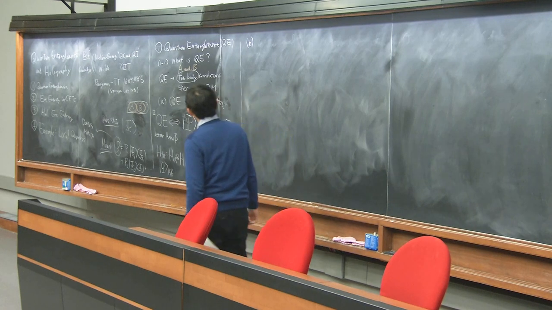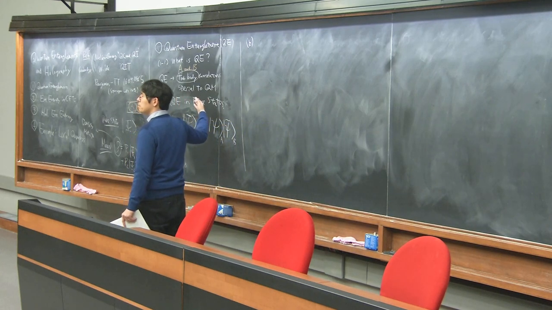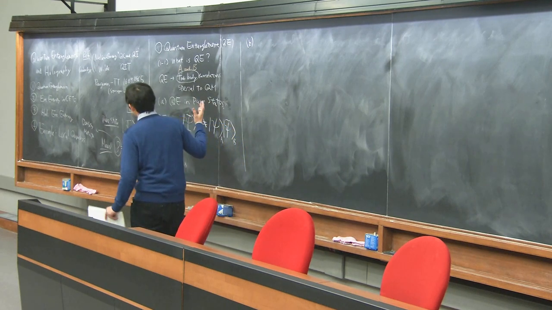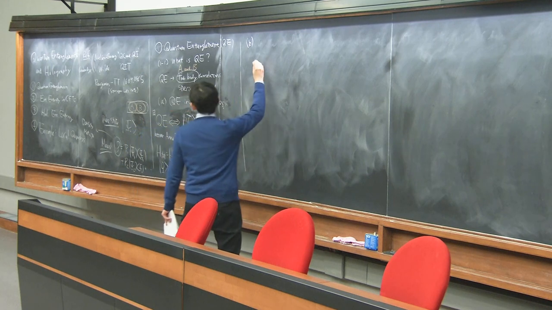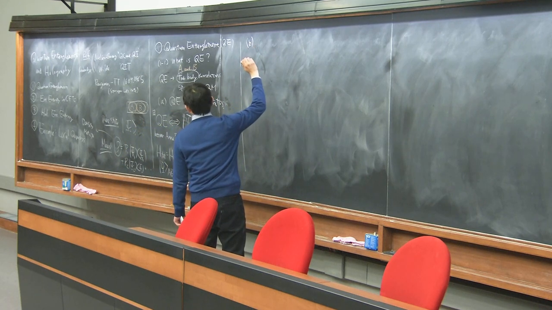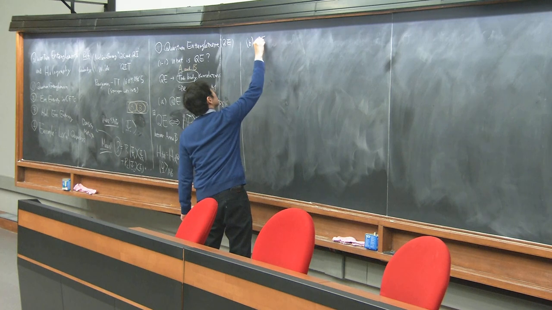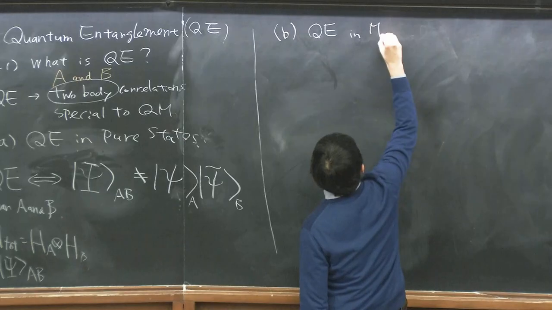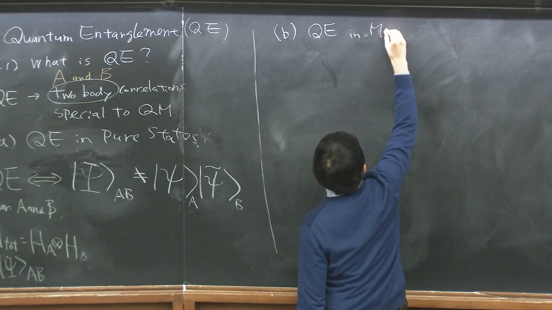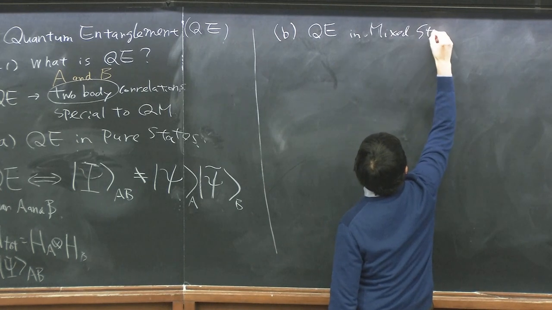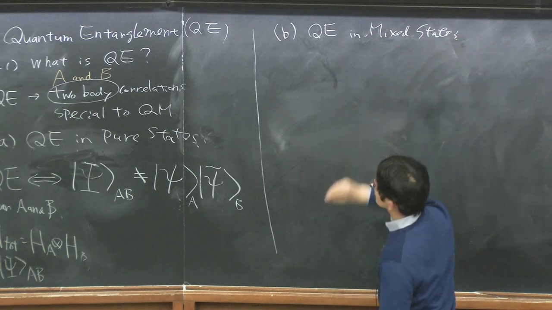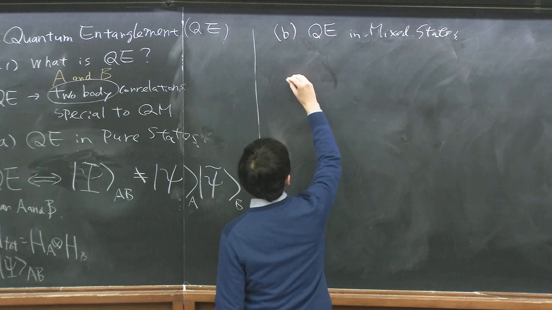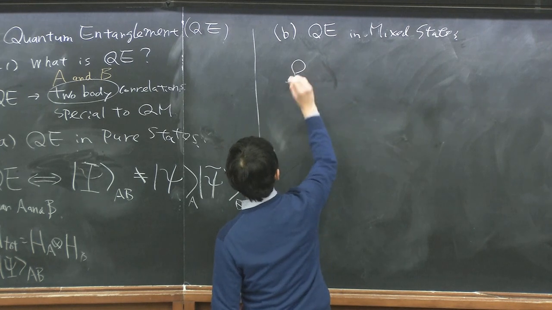But if we think about more general mixed states, quantum entanglement is more subtle, and its aspects are not completely understood, I think, from the viewpoint of string theory, so maybe there will be quite interesting development in the near future. So let me describe this. We are talking about quantum entanglement in mixed states, so now we are talking about the density matrix rho.